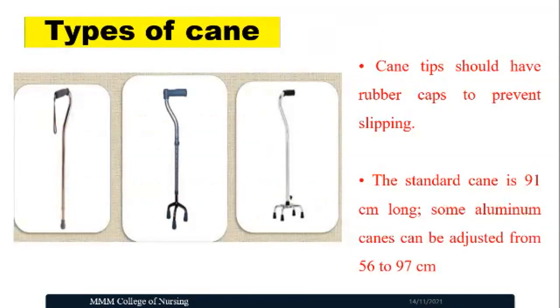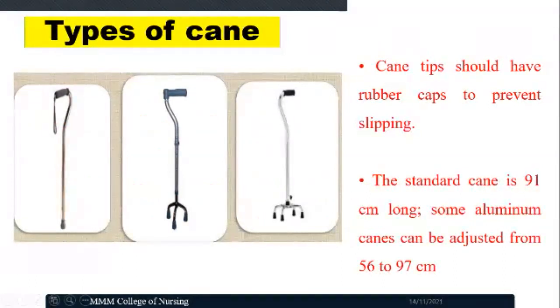And this is the standard cane, this is the tripod cane, and this is the quadruped cane. Always, the cane tip should have a rubber cap so that slipping will be avoided. The standard length of the cane is 91 centimeters. Sometimes these aluminium canes can be adjusted from 56 to 97 centimeters according to the requirement of the patient.